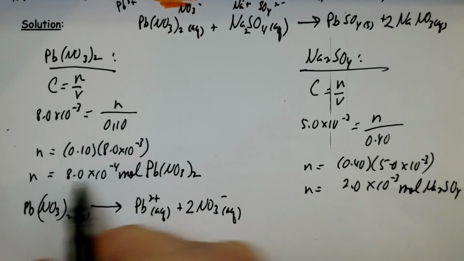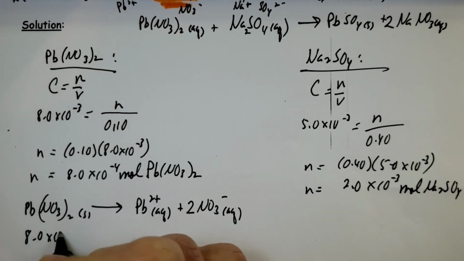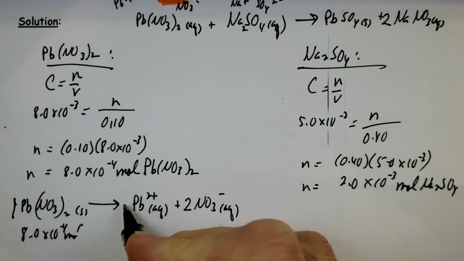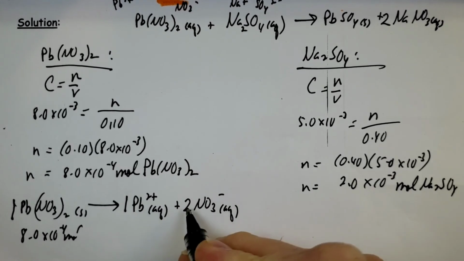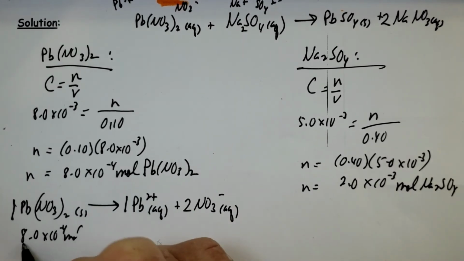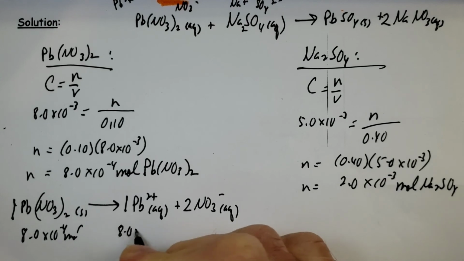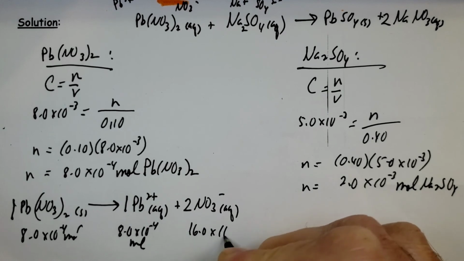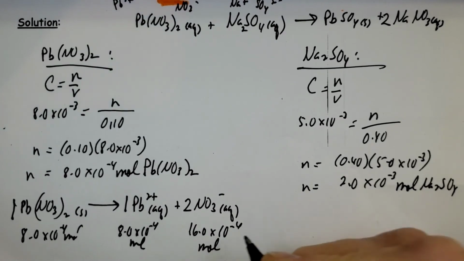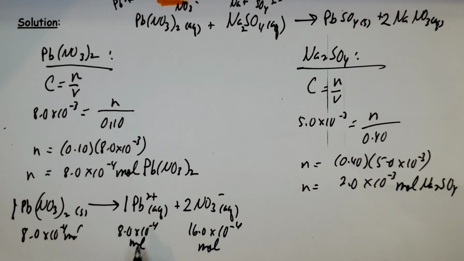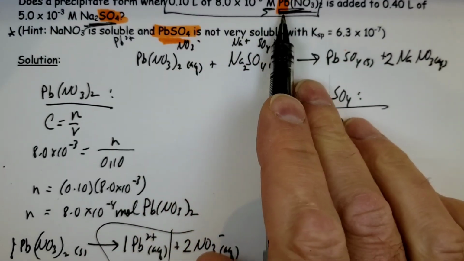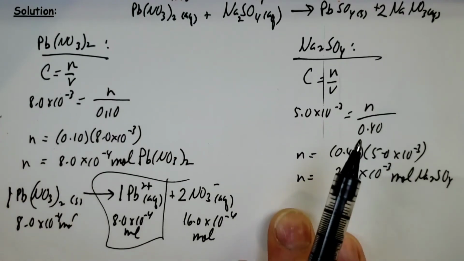And of course how this works, if I have 8 times 10 to the minus 4 moles of lead nitrate, for every 1 mole I get 1 mole of lead, 2 moles of nitrate. So if I have 8 times 10 to the minus 4, I have 8 times 10 to the minus 4, and doubled, 16 times 10 to the minus 4. I'll leave it as improper scientific notation so you can see that this number is doubled this. And of course, this is the one I'm looking for. I want to see how many moles of lead do I have in this solution.